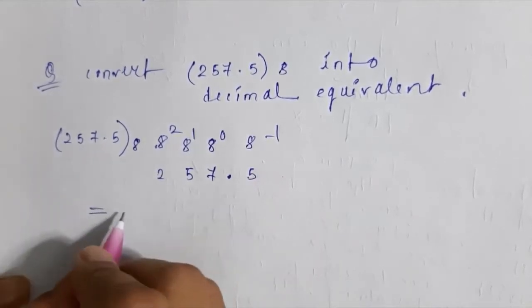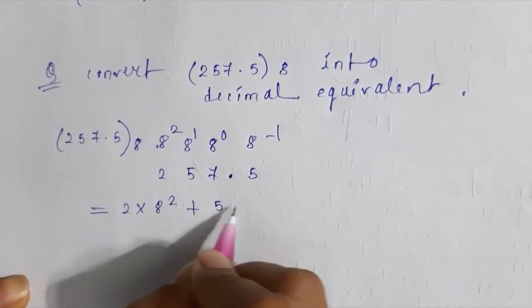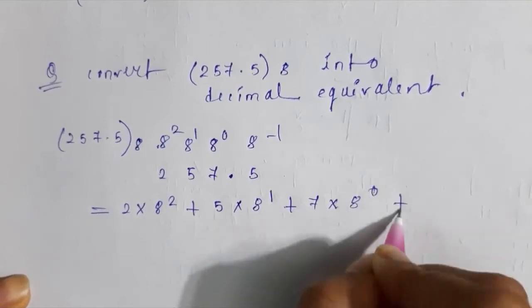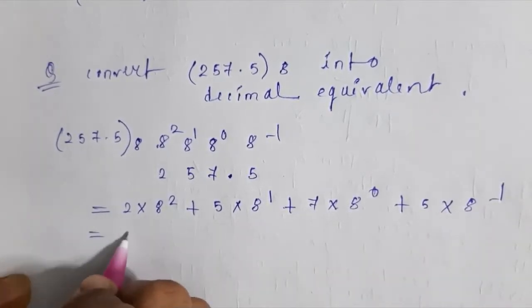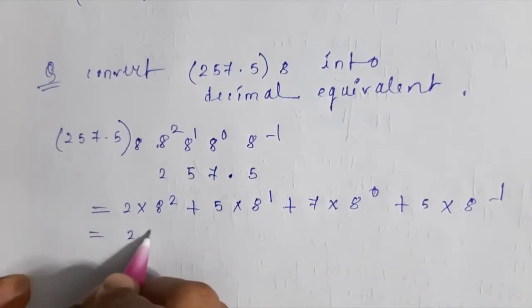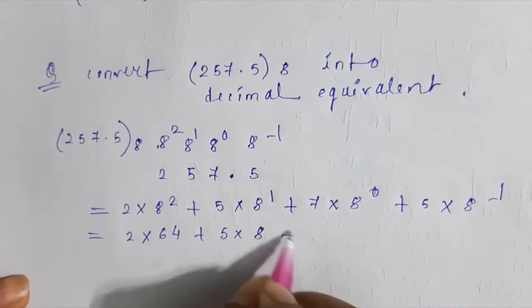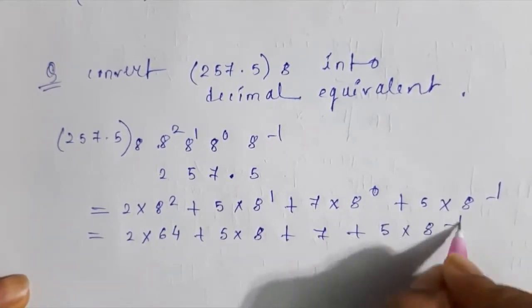Now we will multiply this. 2 into 8 to the power 2 plus 5 into 8 to the power 1 plus 7 into 8 to the power 0 plus 5 into 8 to the power minus 1. So this will be 2 into 64 plus 7 plus 5 into minus 1.